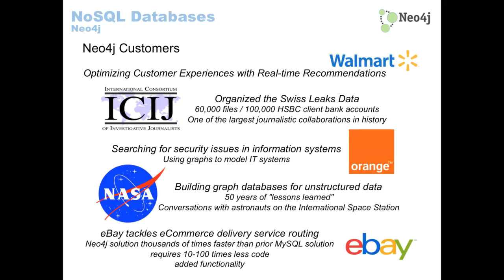eBay recently, well, I don't know how recent it was, but bought an e-commerce delivery service. And so they're interested in figuring out how they can most quickly route the things that people buy on eBay to the customer. And they came up with a Neo4j solution that they say is thousands of times faster than the MySQL solution, required 10 to 100 times less code, and had added functionality.